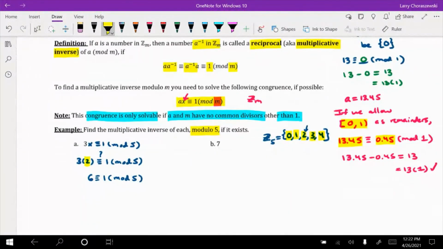So what that means is that the inverse of 3 modulo 5 is congruent to 2 modulo 5.